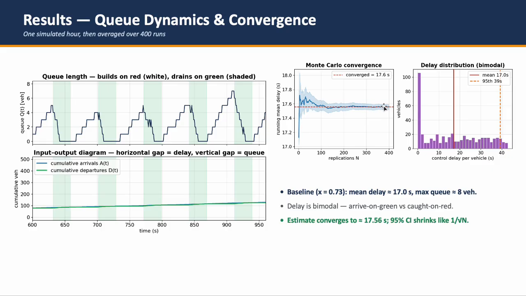And the bottom histogram is the interesting one. The delay distribution is bimodal. There's a big spike near zero: cars that arrive on green and sail through, and a spread of longer delays for cars caught on red. A single average of 17 seconds hides that completely, which is exactly why simulation is worth doing.